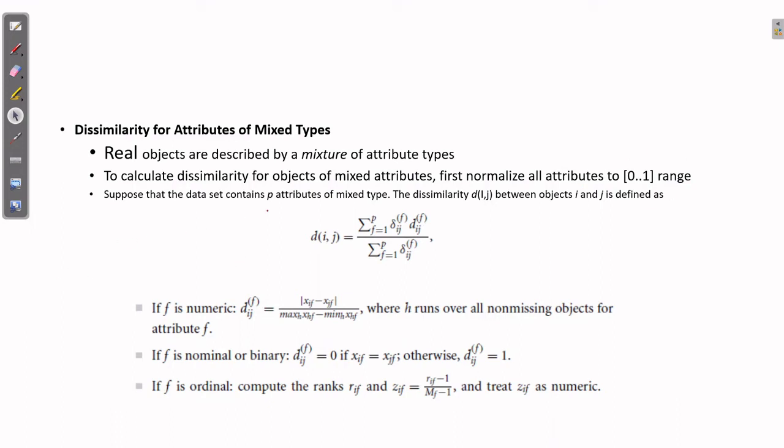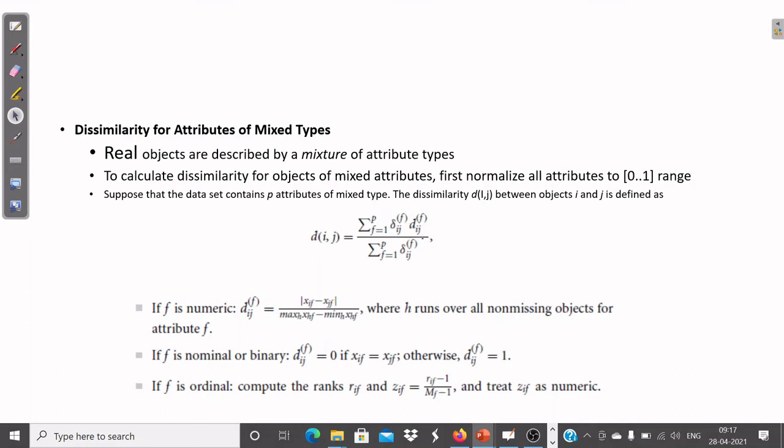Now, suppose the data set contains p attributes. So we have been always talking about p attributes which are of mixed type. Then the dissimilarity is calculated like this. The distance between xi and xj is equal to the sum over features from 1 to p, where for each feature you have a weightage multiplied by the distance for that feature, divided by the sum of the weights. Now we look at how each of these is calculated. Here d_ij stands for the distance measure between i and j.